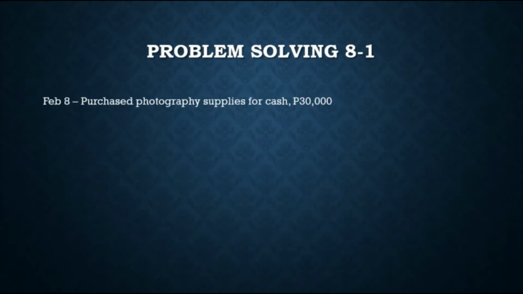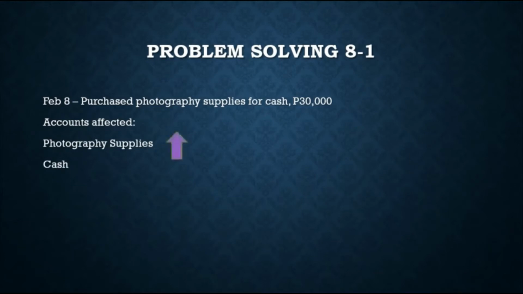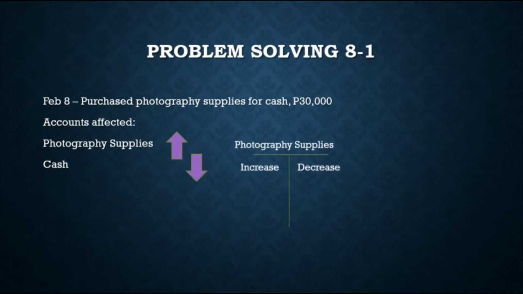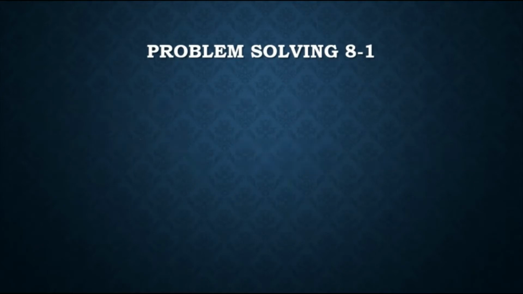Next naman is no February 8, bumili naman ng photography supplies using cash. So syempre dito affected ang photography supplies at cash. Photography supplies will increase since bumili si business ng supplies at mag-decrease naman ang cash since nagbayad si business ng cash. So we will debit photography supplies kasi nag-increase ang account na ito and we will credit cash since nag-decrease naman ang cash sa transaction na ito.